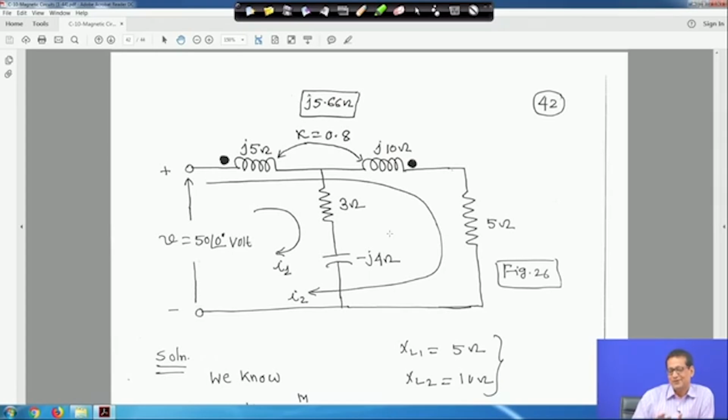With that, this magnetic circuit is over. Next we will take the single phase transformer. As the magnetic circuit is over, you will find single phase transformer is very easy. You will really find it is very easy, not at all difficult.